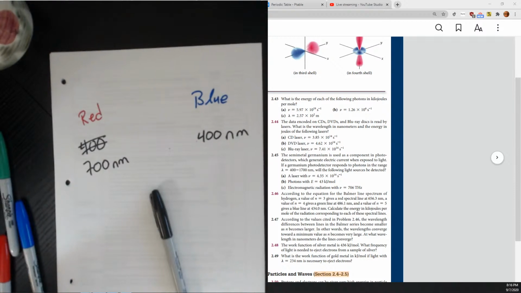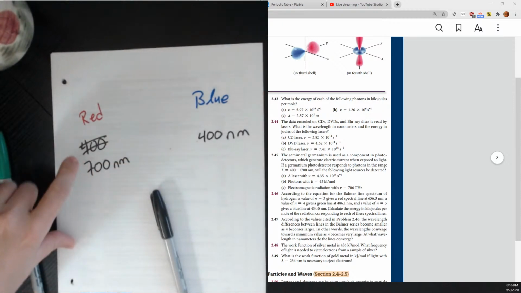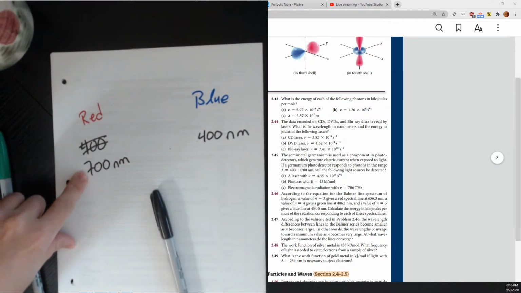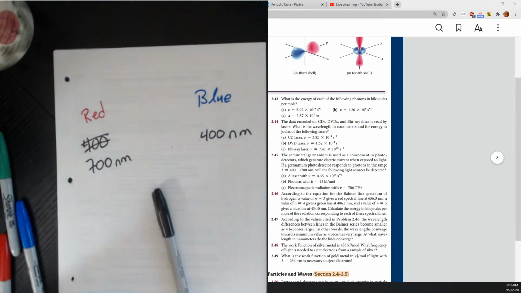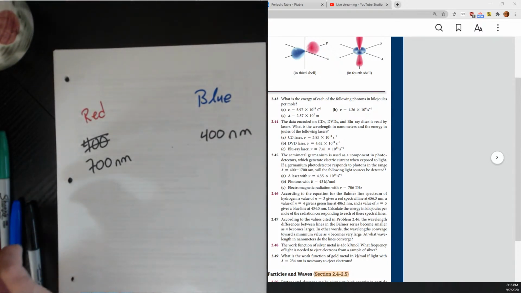Therefore, the frequency is going to operate in the exact opposite direction. Longer wavelength means lower frequency. Shorter wavelength means higher frequency. So blue light is going to have the higher frequency, and red light is going to have the lower frequency. And energy goes exactly as frequency.